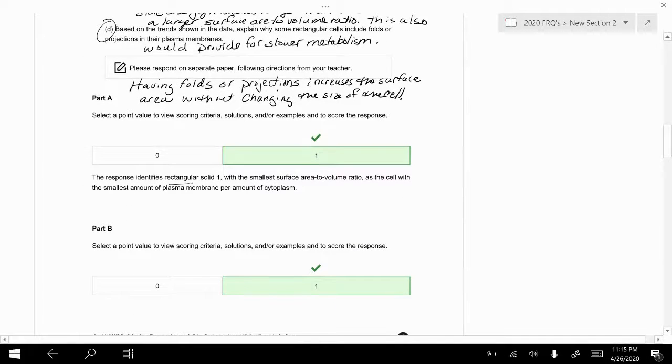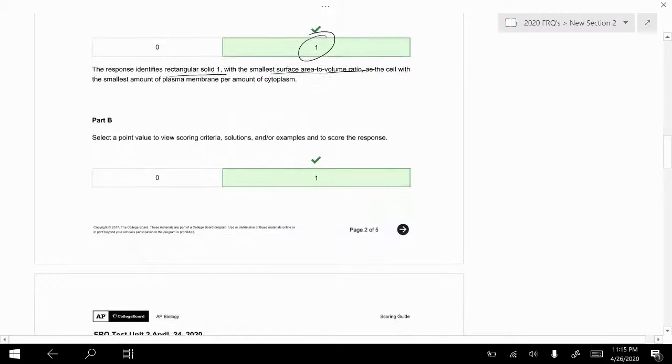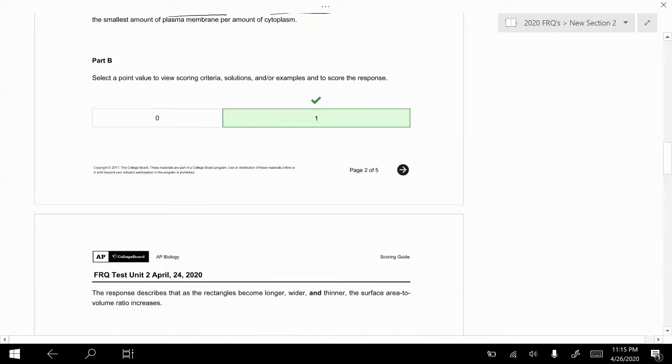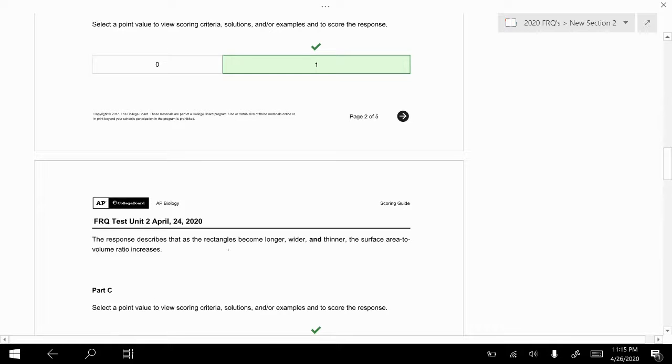All right, rectangular solid 1. The response identifies rectangular solid 1 with the smallest surface area to volume ratio as a cell with the smallest amount of plasma membrane. Okay, so that is 1 point. Select point value for scoring, so the next one is 1. Did I miss it? B. The response describes that the rectangle becomes longer, wider, and thinner. The surface area to volume ratio increases.